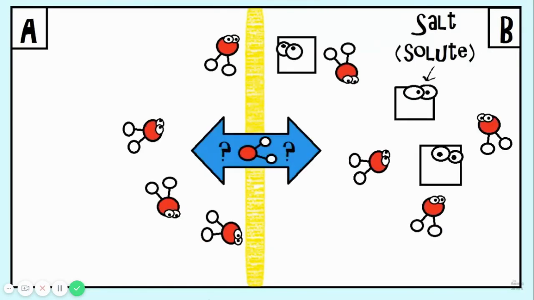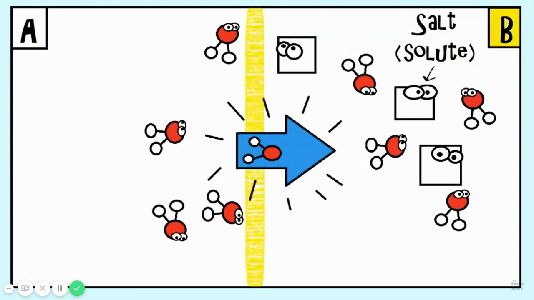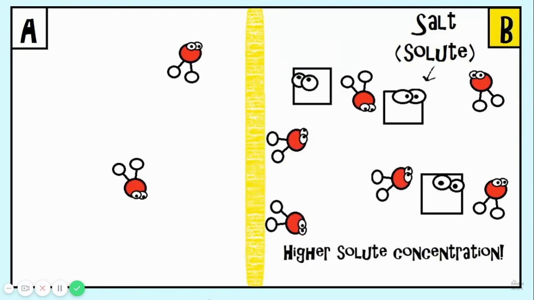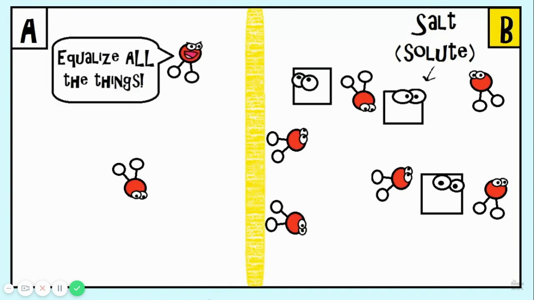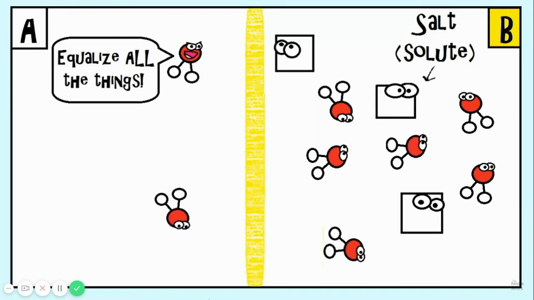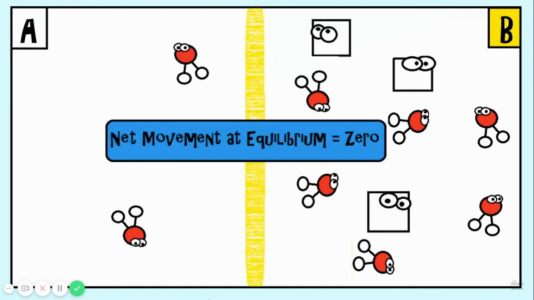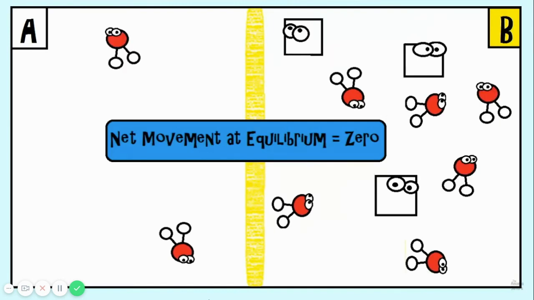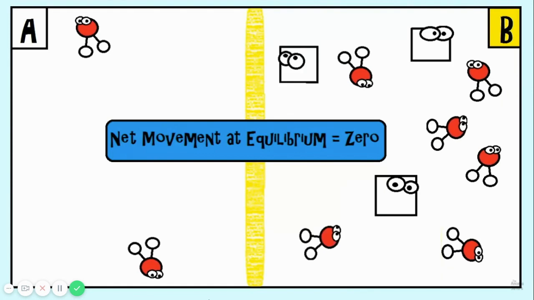So which direction will the water move towards? A or B? The answer is B. This area has a high solute concentration. And remember, water moves to areas of higher solute concentration. You can almost think of the water as trying to equalize the concentrations, diluting side B. Once equilibrium is reached, the net movement of water on the two sides will be zero. But remember that water still likes to move, and movement still occurs.